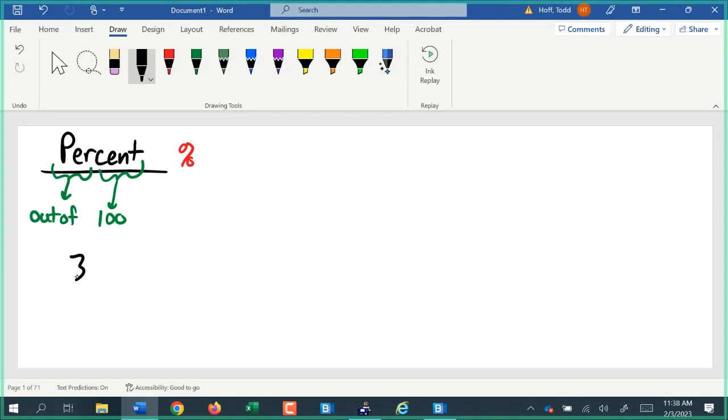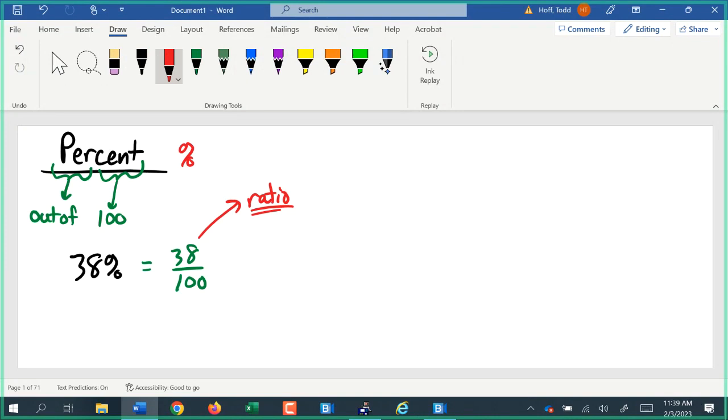So if we have 38%, that means 38 out of 100. It's a ratio. Now, the next few things I'm going to show you are things that you have seen, but the language and terminology you've seen is most likely technically incorrect.